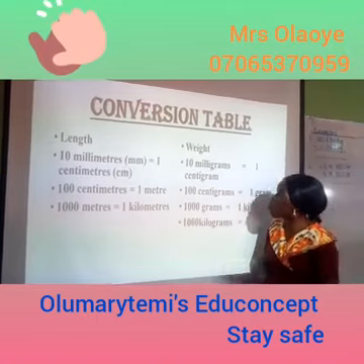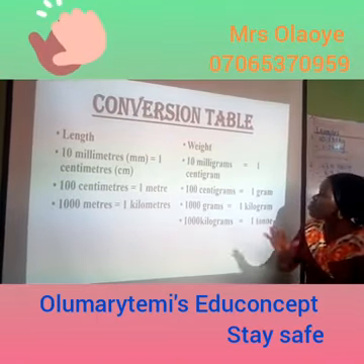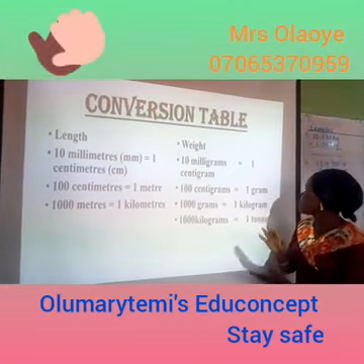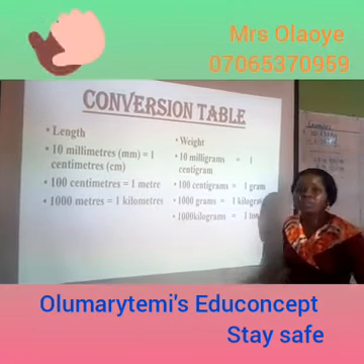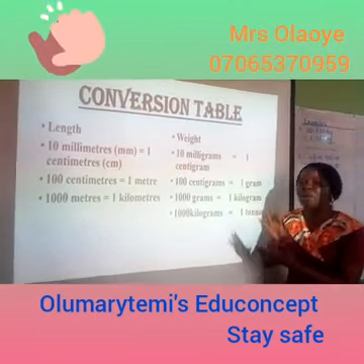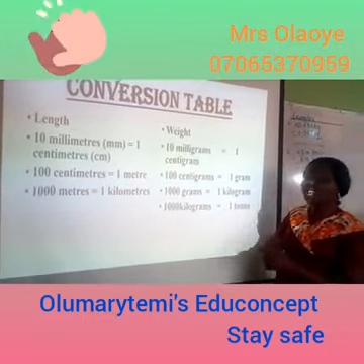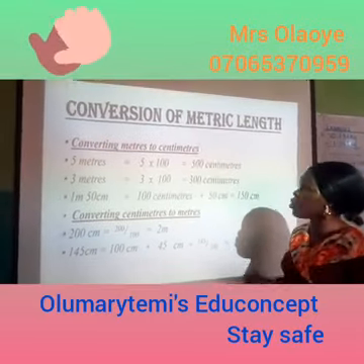Let's look at the one for weight. 10 milligram makes 1 centigram. 100 centigram makes 1 gram. 1000 gram makes 1 kilogram, and 1000 kilogram makes 1 ton. So you take it over and over again till you get used to it.